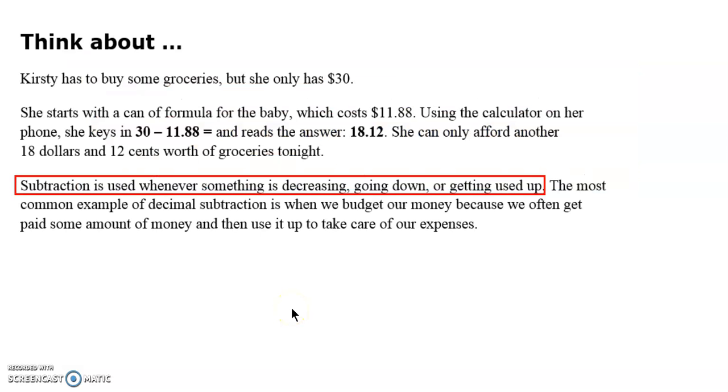So if we think about the situation that Kirsty is in, buying groceries, having a limited amount of money, and then looking at what we can afford and what we can't afford, that's just everyday life. And so when we see that our bank account is going down, something's getting used up, something's decreasing, this concept is all about subtraction. We use subtraction with money and with decimals all the time. So what that does for us is it allows us to go through this unit more quickly and effortlessly because it's something that we're used to.